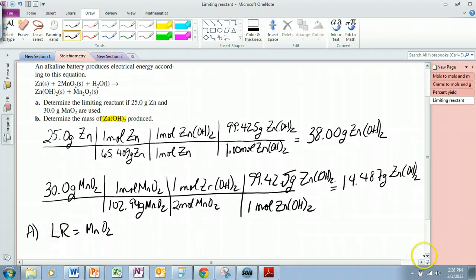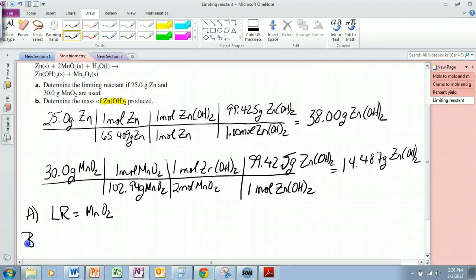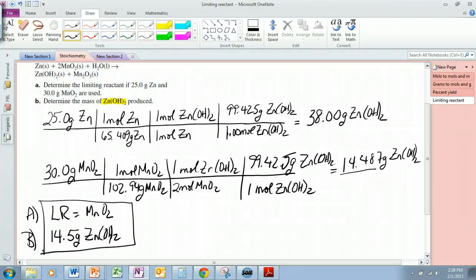The part B answer is going to be, I can make this much. I have 3 significant digits, so I need 3 here, so that's going to be 14.5 grams of zinc hydroxide. There are my 2 answers. This could be combined with a part C that asked you what is the percent yield if it only made a certain number of grams. So I hope that helps.